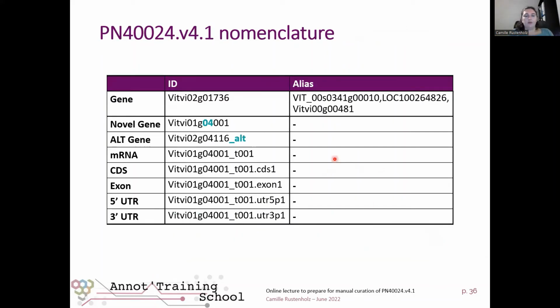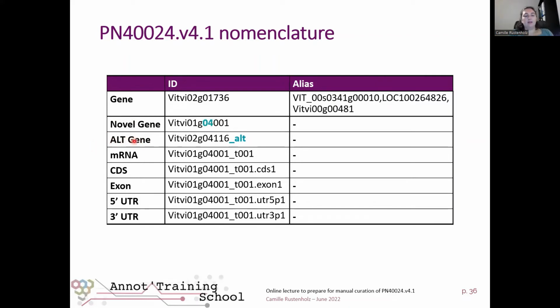So for the v4.1 nomenclature, that's how it is. For genes for which we could transfer the gene name, it remains the same. And we also keep track of all the previous names that were given in previous annotations. So it helps researchers and scientists to keep track of their favorite gene.